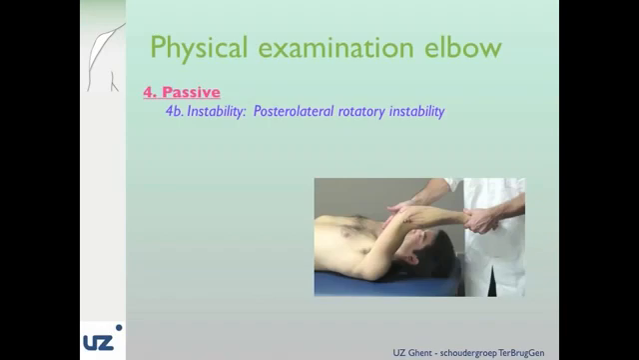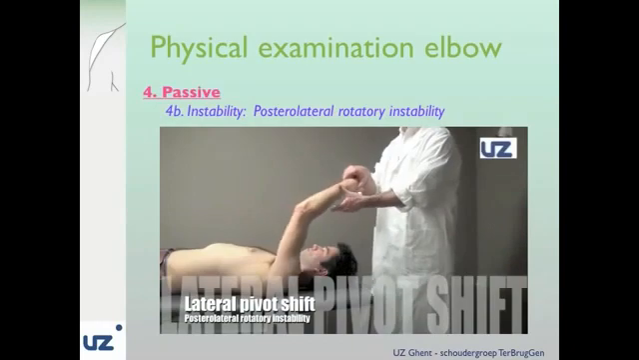Focused testing for posterolateral rotatory instability is often challenging to perform, and true instability may be difficult to elicit in the awake patient. The posterolateral rotatory apprehension test is also called the lateral pivot shift test. The patient lies supine with the arm overhead.